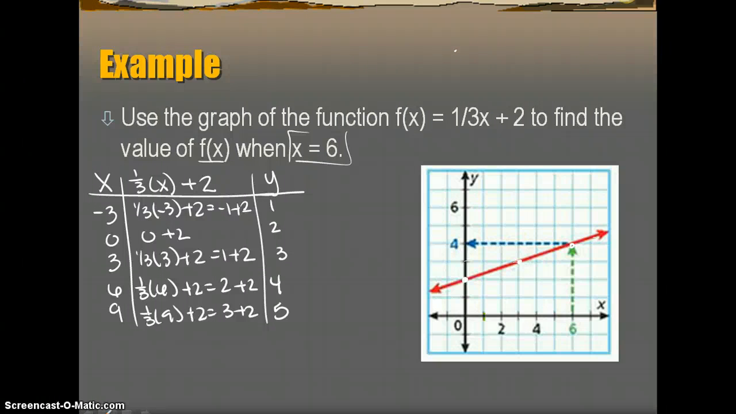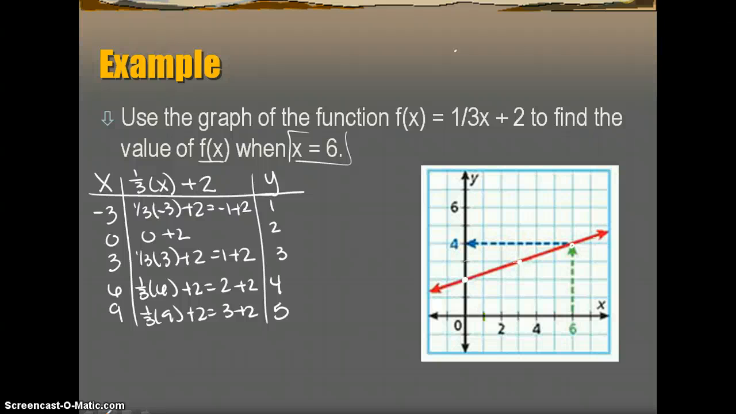This two-lined process is what we want to use in order to find any given solution for an x or a y. Now, if you're trying to find the x that goes with a y, you would go in reverse. So instead of going up from the x-axis and then over to the y-axis, you would go left or right from the y-axis and then down to your x-axis.